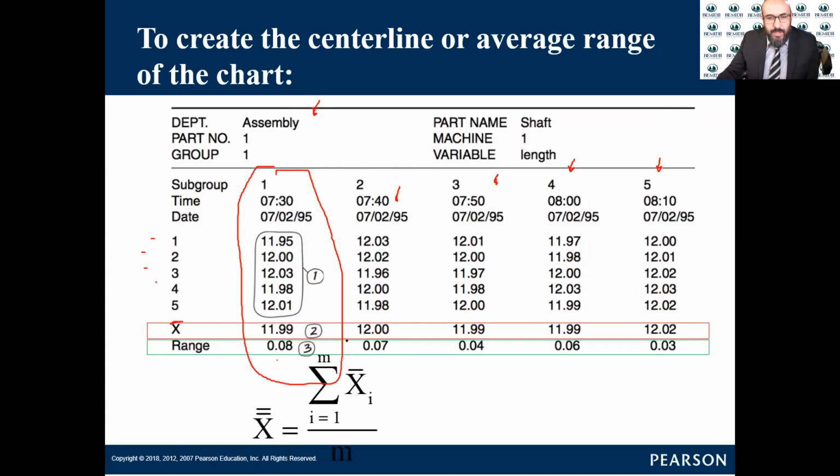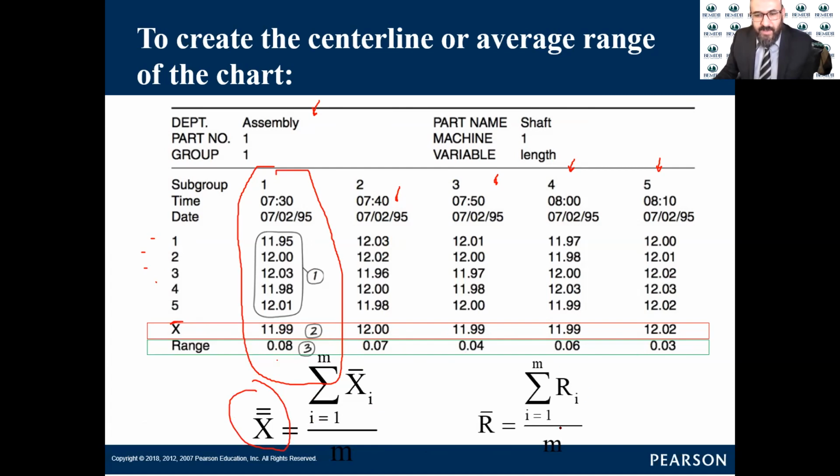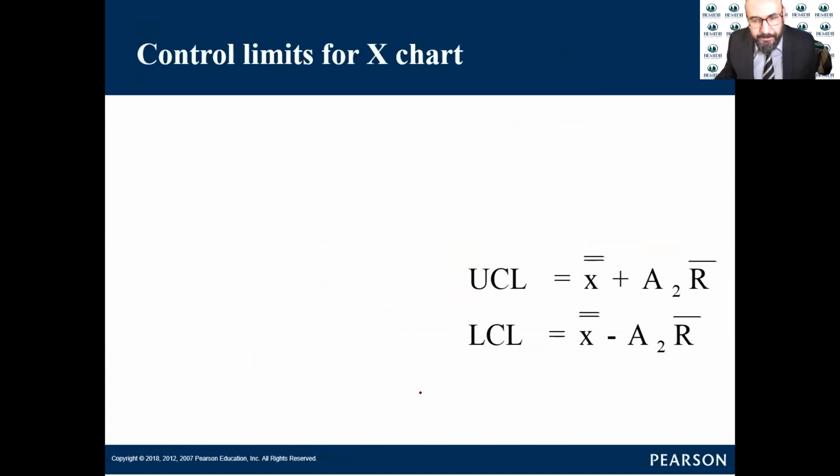Now you take the average of the averages. After you find the average for each one of these, you add them together and divide by 5. So we have 11.99 plus 12 plus 11.99 plus 11.99 plus 12.02, divided by 5, and that will give you the X double bar. And for the range, you add all these ranges and divide them by 5. That will give you the R bar.